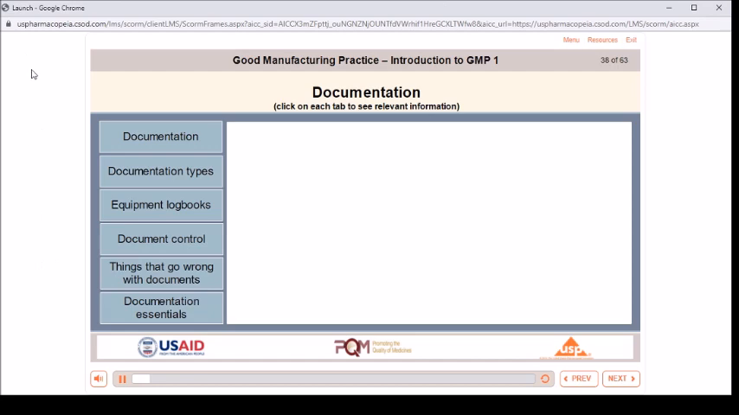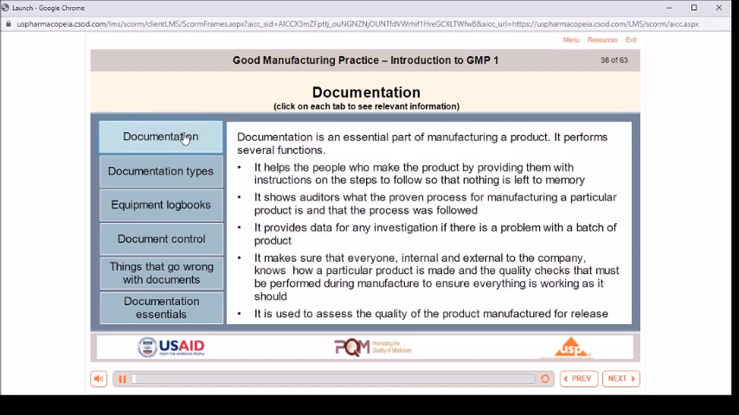Documentation. Documentation is an essential part of manufacturing a product. It performs several functions. It helps the people who make the product by providing them with instructions on the steps to follow so that nothing is left to memory. It shows auditors what the proven process for manufacturing a particular product is and that the process was followed. It provides data for any investigation if there is a problem with a batch of product.